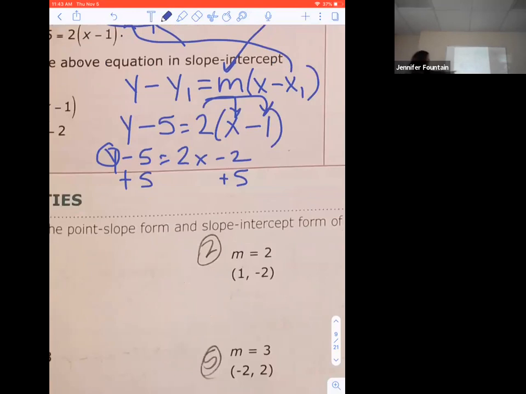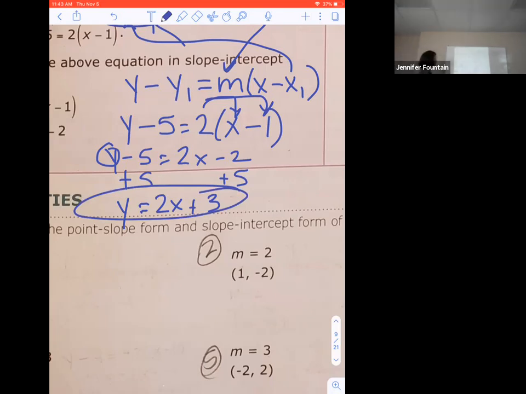Now notice when I added 5, I put it underneath the number it will need to be added to. I don't want to put it under here and get confused with my x because those are not like terms. I want to line them up so I can make sure those are added together. So y minus 5 plus 5 just leaves me with y equals 2x negative 2 plus 5. What is negative 2 plus positive 3? So now I have it in y equals mx plus b form.